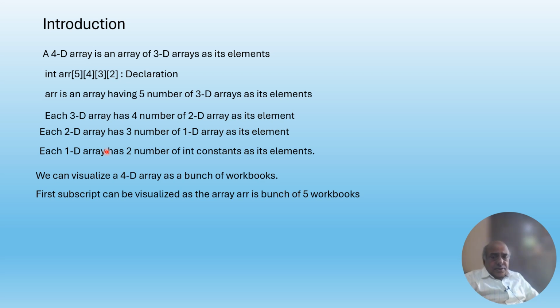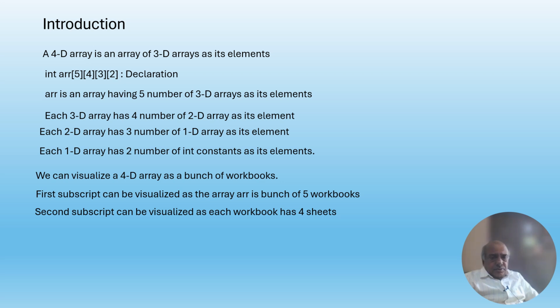For simple visualization, we can visualize a 4D array as a bunch of workbooks. This is only a visualization so that the 4D array can be made simple for our understanding. The first subscript can be visualized as the array having 5 workbooks as a bunch. The array represents 5 workbooks in this particular case.